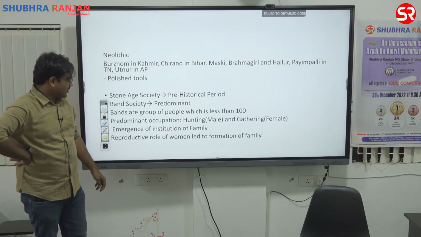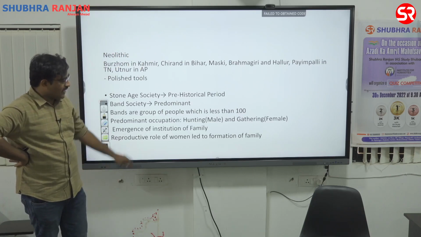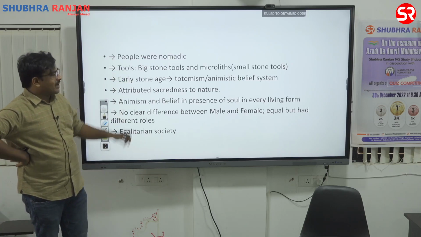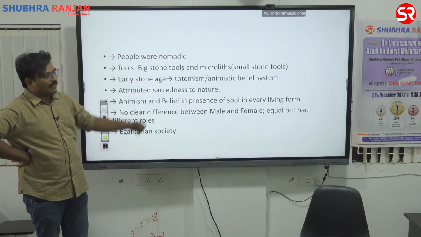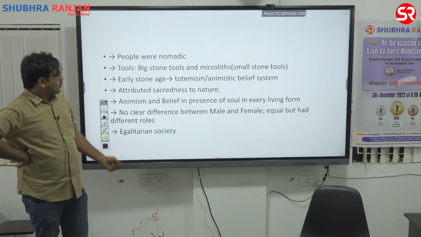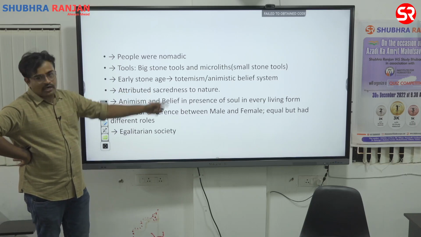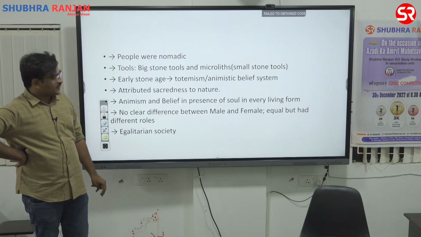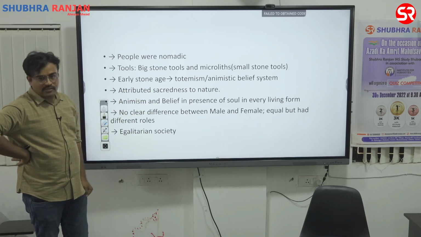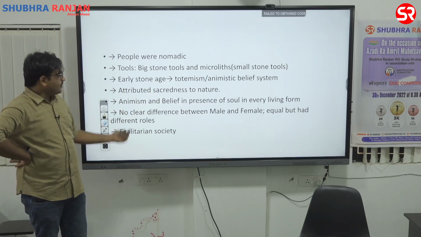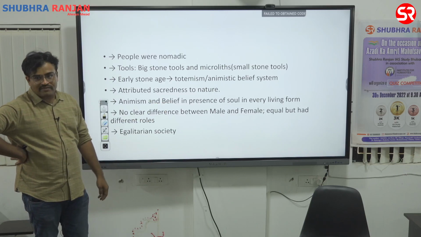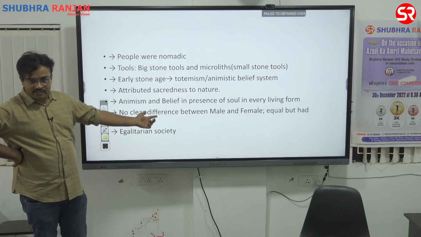Emergence of the institution of family: the reproductive role of women led to the formation of family. People were nomadic. Tools were big stone tools and microliths, that is, small stone tools. In the early stone age, there was totemism or an animistic belief system, which I talked about. They attributed sacredness to nature, with animism and belief in the presence of a soul in every living form.